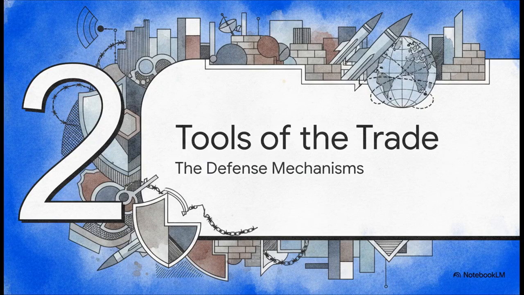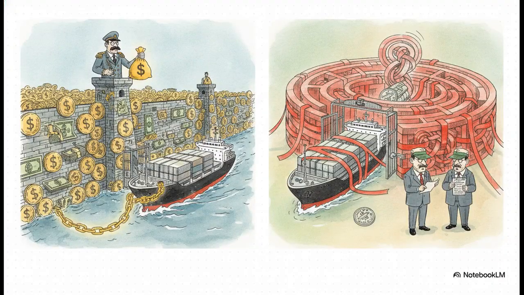Chapter 2. Tools of the Trade, the Defense Mechanisms. So, there's a really clear divide in how countries actually play defense here. On one side, we have explicit taxes, which are known as tariffs. These are straightforward financial burdens slapped directly on imported goods right at the border. But on the other side, we have non-tariff barriers, or NTBs, and these are much, much sneakier.